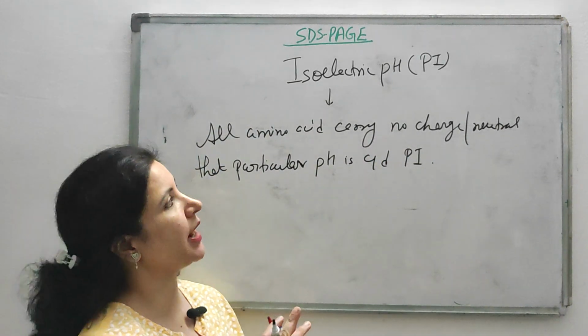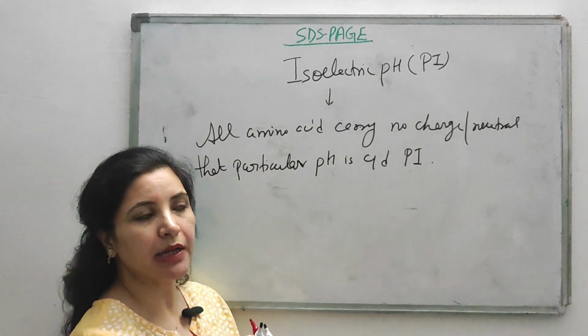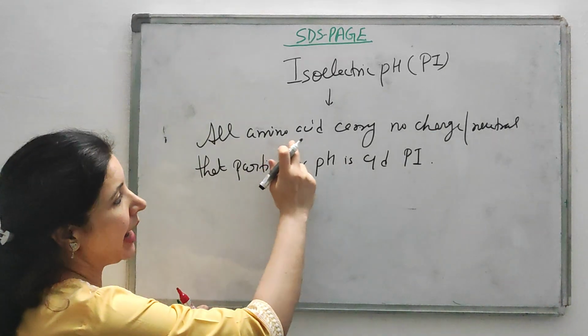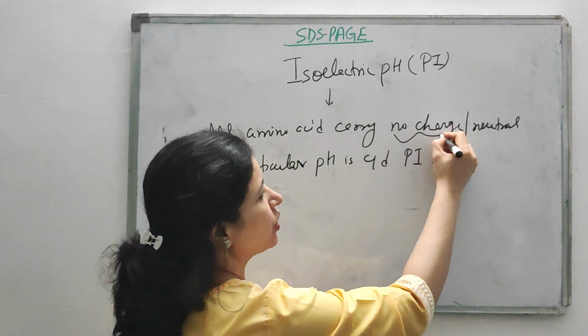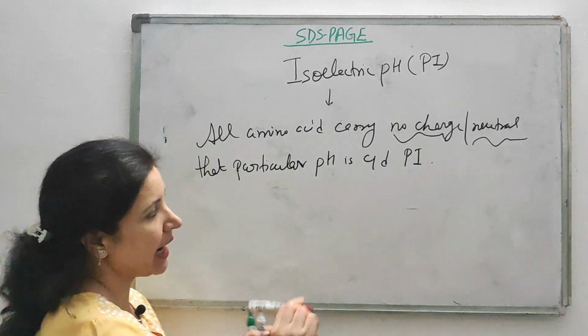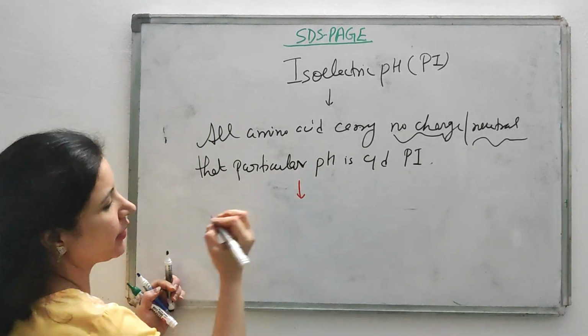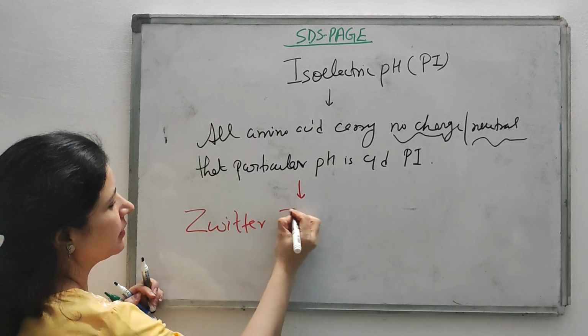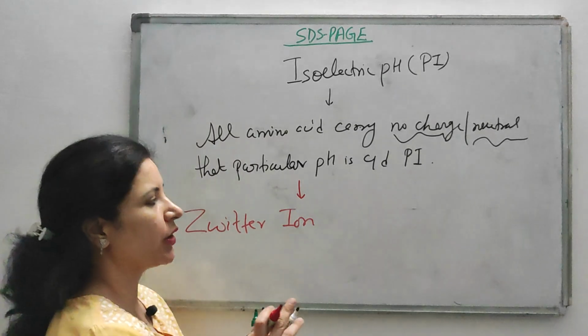So what is isoelectric pH? Isoelectric pH is that pH at which any amino acid or any protein carries no charge, or is neutral in nature. And such an ion at isoelectric pH is known as a zwitterion. So what is a zwitterion?